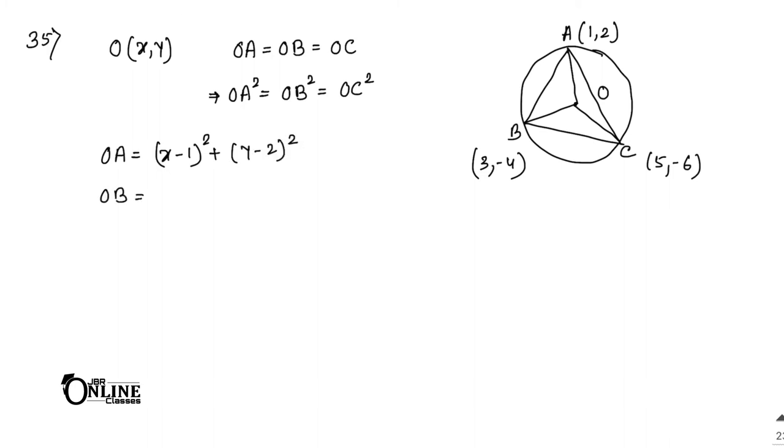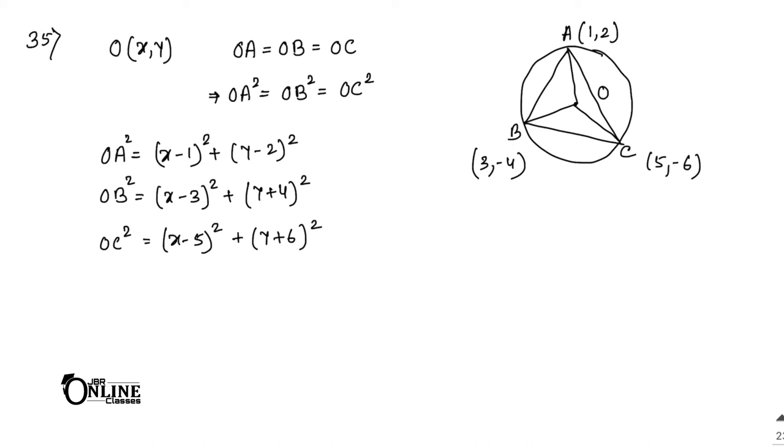Then OB square equals (x minus 3) whole square plus (y plus 4) whole square. And next, OC square equals (x minus 5) whole square plus (y plus 6) whole square. Then according to the problem, these two are equal. So (x minus 1) whole square plus (y minus 2) whole square equals (x minus 3) whole square plus (y plus 4) whole square.